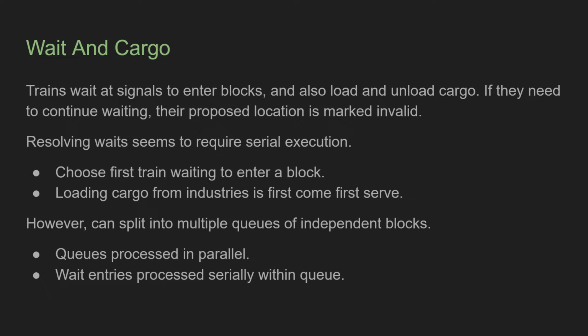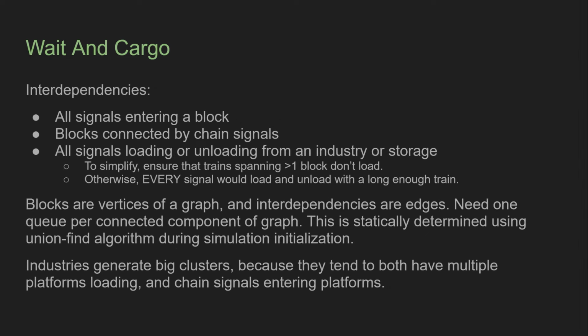The same is true with industries. Industries might not have enough of a resource for a train to load from, and so if multiple trains are trying to get from the same limited resource, then one of them won't be able to. How do you know which one that is?